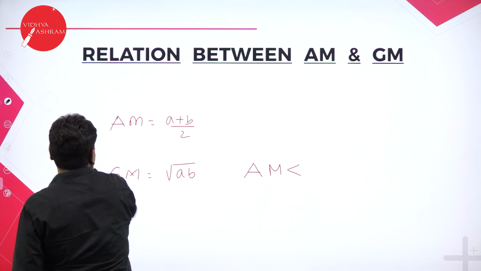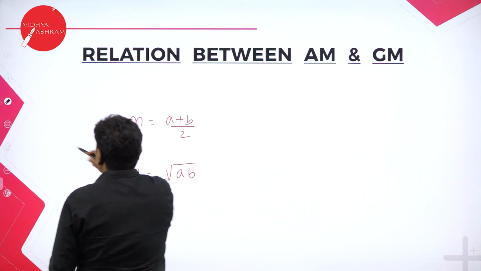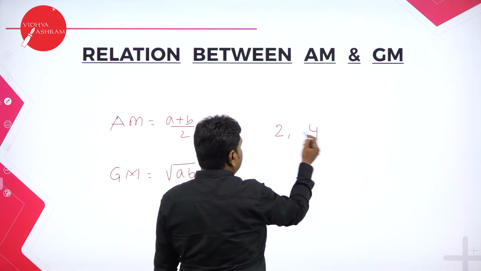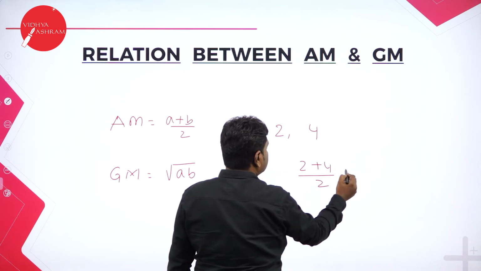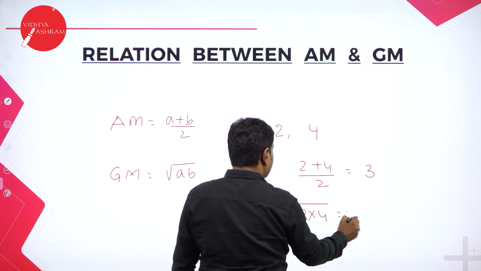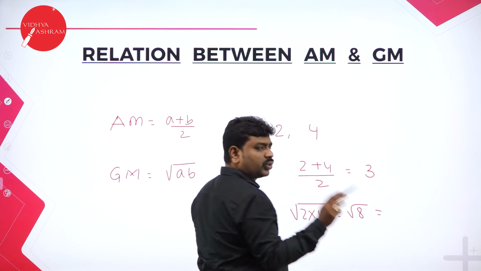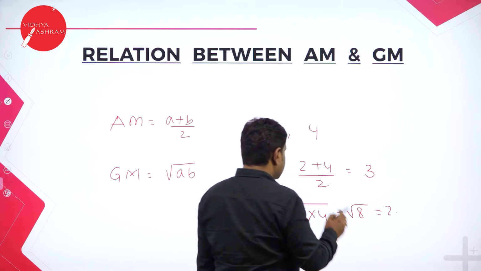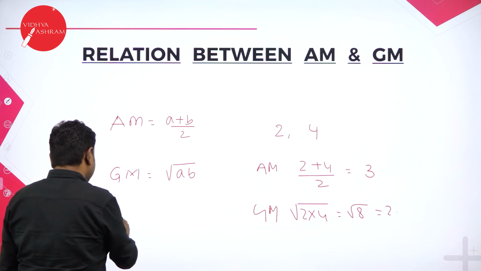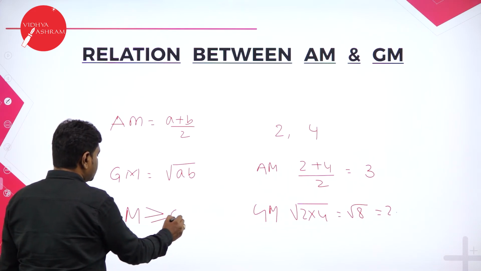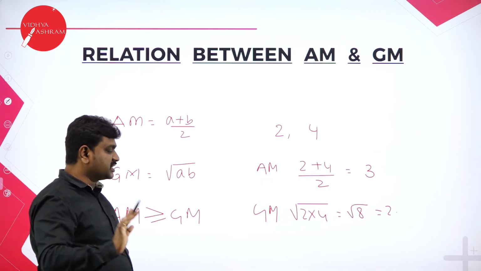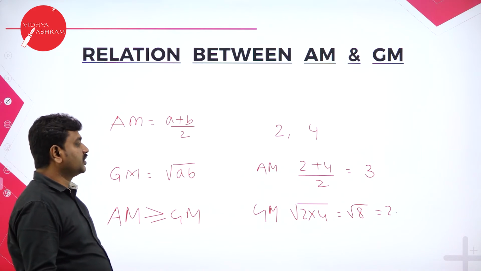So now I'll take a simple example. I'll take two numbers, say 2 and 4. Arithmetic mean is (2 plus 4) by 2, 6 by 2, that is 3. Geometric mean is root of 2 into 4, root 8. Root 9 is 3, so root 8 is 2 point something. See, always this is GM, this is AM. Arithmetic mean is always greater than or equal to geometric mean. Geometric mean cannot exceed arithmetic mean. Always arithmetic mean is greater than geometric mean. That is the basic.